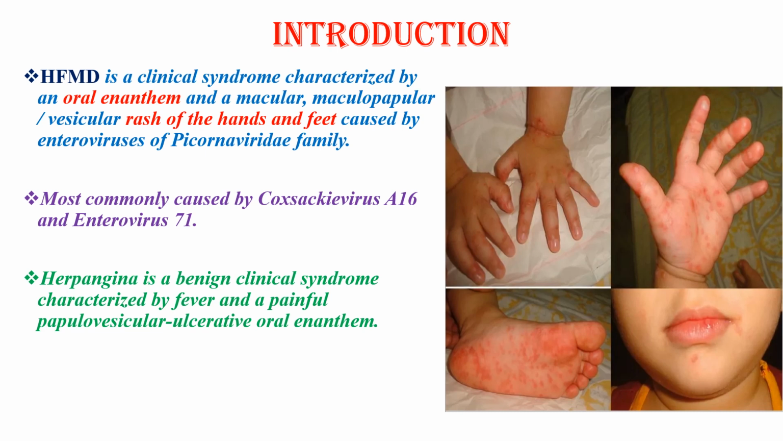Herpangina is a benign clinical syndrome characterized by fever and a painful papulovesicular ulcerative oral enanthem. The main difference between herpangina and HFMD is that herpangina only causes lesions in the oral cavity, whereas HFMD involves a rash of the hands and the feet.